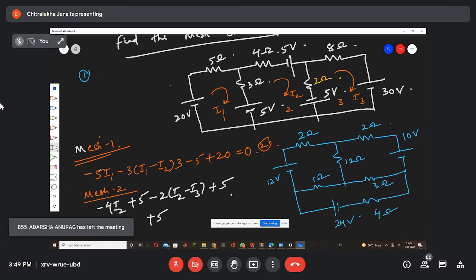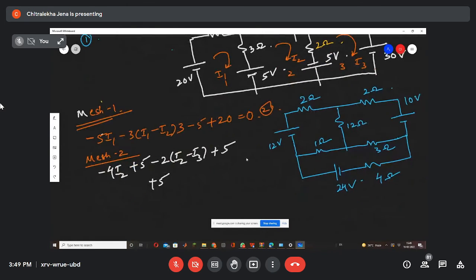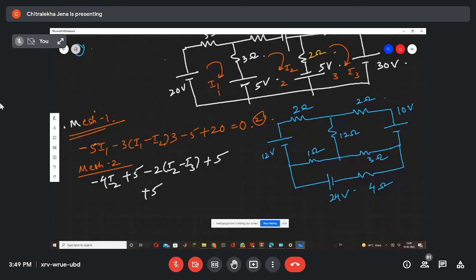Minus 5. I am traveling from lower potential to higher potential. Okay, where are you all going wrong? Why will it be minus? Where will it be minus? No, ma'am, it will not. Now it will be minus I2 minus I1, minus 3 I2, minus 3 I2. You were confused with minus 5 and plus 5, I am telling you.